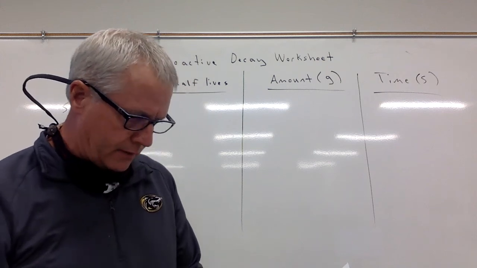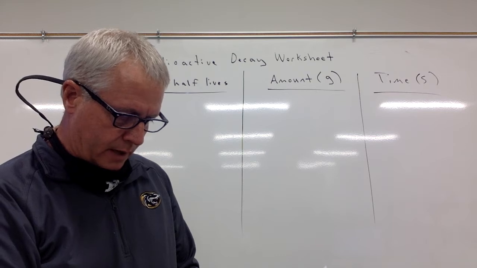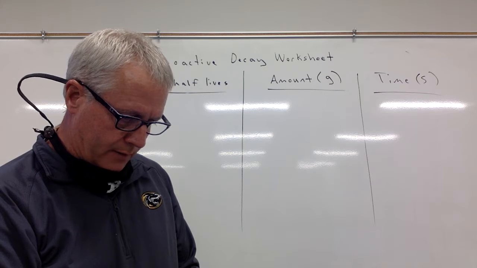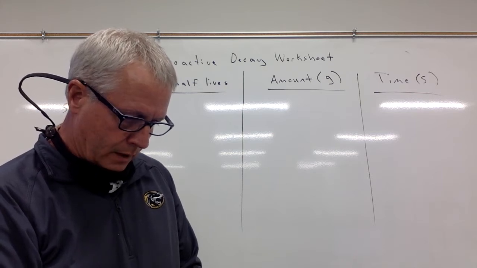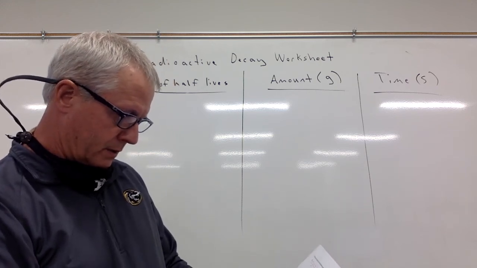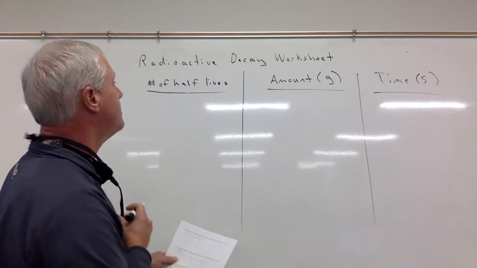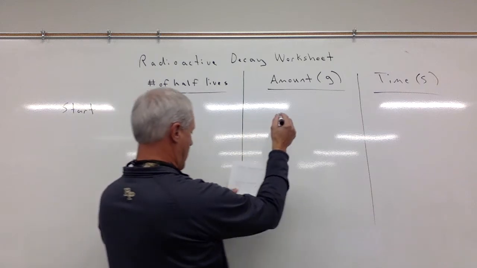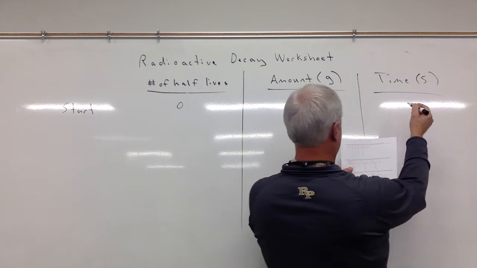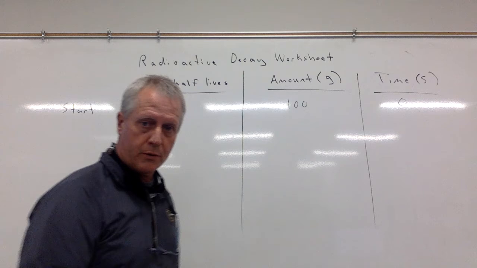how long does it take for a 100 gram sample of astatine 81, which is an isotope of an element, to decay to 6.25 grams if the half-life is 33 seconds? Okay, so let's see how we would set this up. We have 33 seconds and we have 100 grams. So we have 0, we have 100 grams, and then we would have a time at 0. So you always want to start with your time at 0.